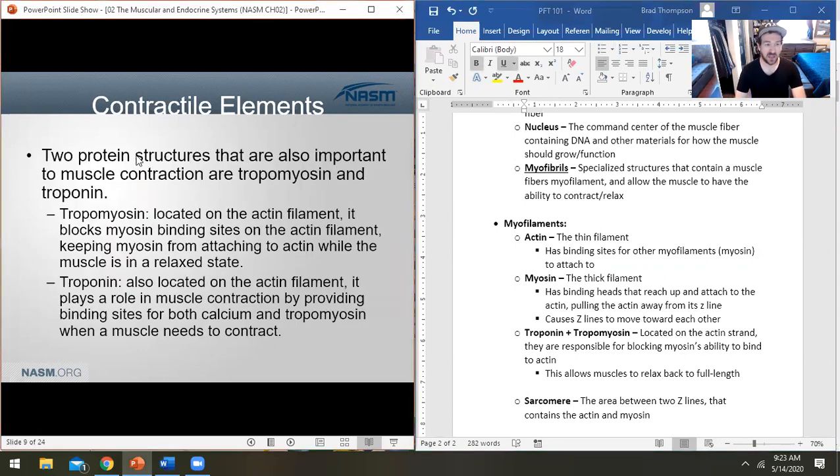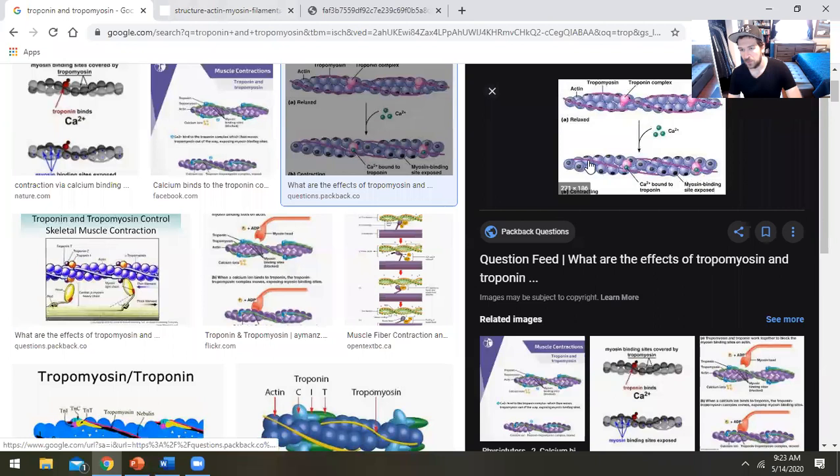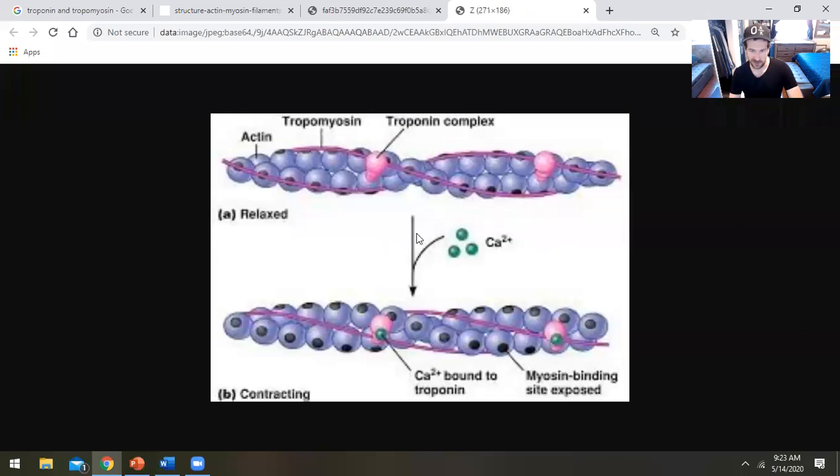Okay, so two protein structures that are also really important are tropomyosin and troponin. Tropomyosin is located on the actin filament and it blocks the binding sites. Troponin is also on the actin, and it has little binding sites that allow for calcium. You can think of tropomyosin as the strand. You can kind of see it here, the big strand that's actually blocking. It looks like little blueberries. Those darker spots are where the myosin head would reach up and grab those binding sites in order to create a power stroke.